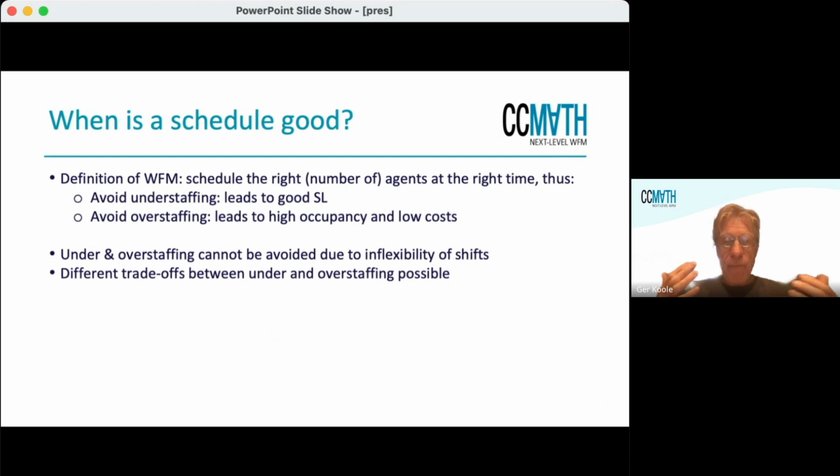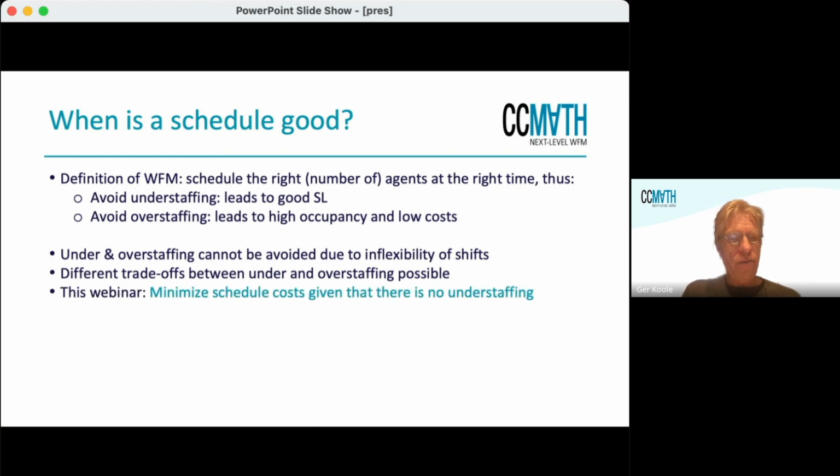And often you see that people prefer a bit more overstaffing than understaffing. You prefer a few more agents to avoid these periods of very low service level. But again, that depends on the call center. In this webinar, that is not because I'm saying that this is the right choice, but this is mainly for technical reasons, to make the analysis that's going to follow a bit simpler. Extensions are possible, but technically more involved.